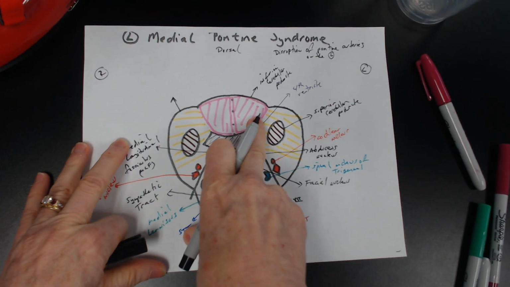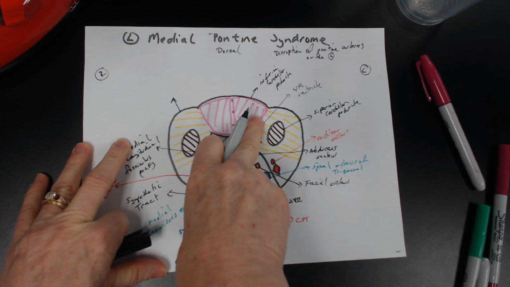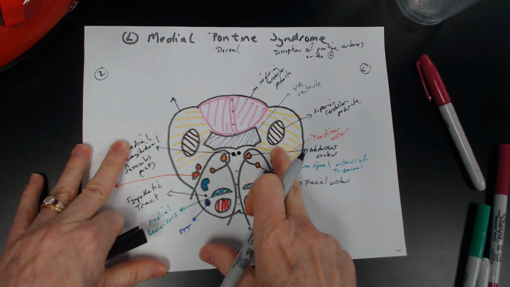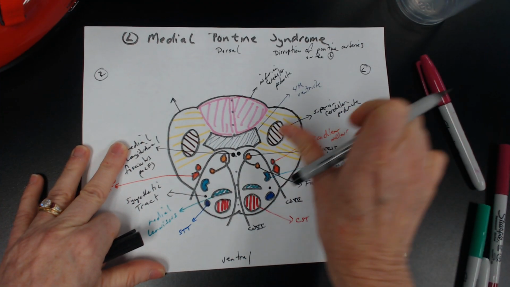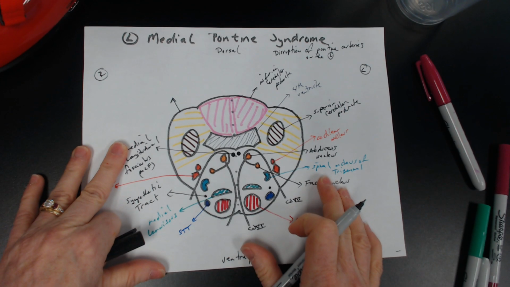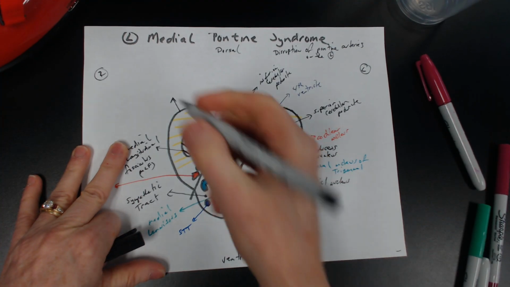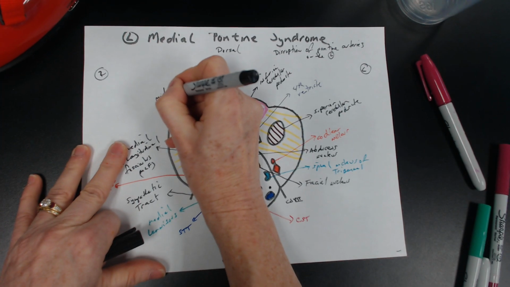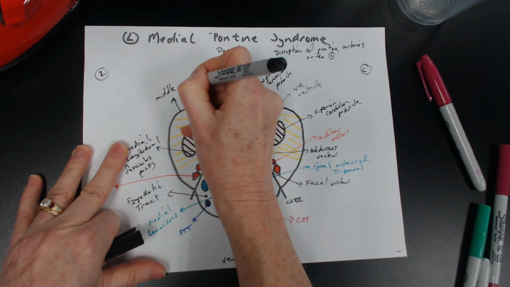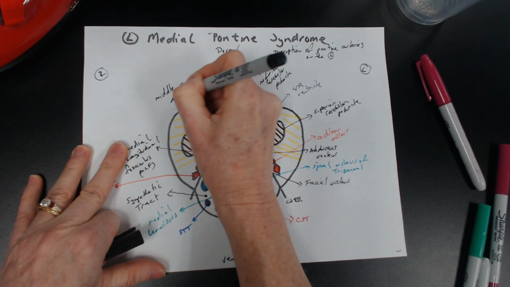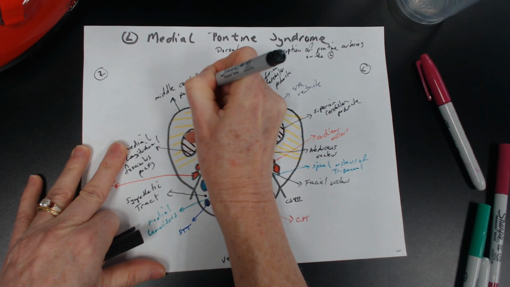The pink one, that's your inferior cerebellar peduncle. The circle going up and down is your superior cerebellar peduncle. And in yellow, we have the middle cerebellar peduncle. Okay.